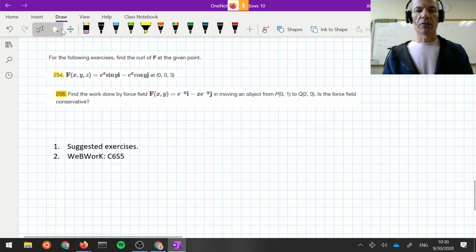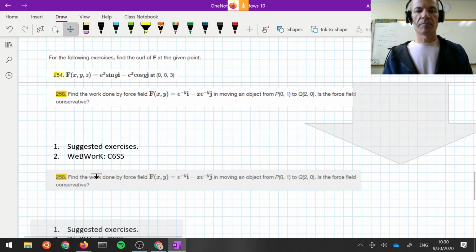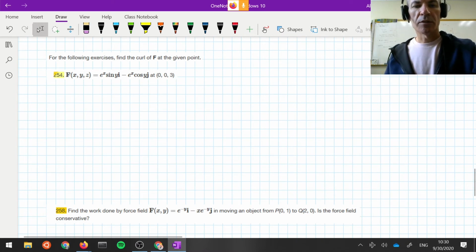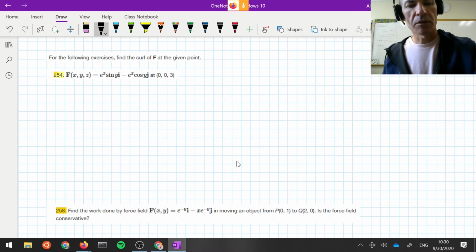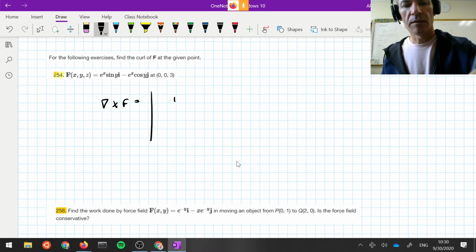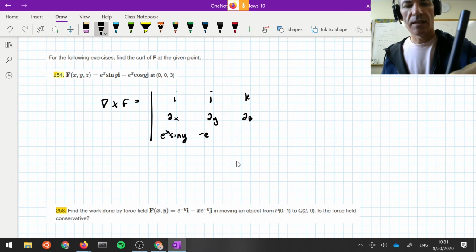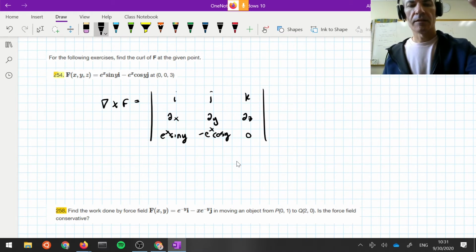Similarly, we might want to find the curl at a given point. So this is a three-dimensional vector field, but the k component is 0. Let's compute the curl. That's the del operator crossed with f. We'll set up the whole matrix and the determinant, and we'll plug in e to the x sine y and minus e to the x cosine y, and finally 0. Let's see what this looks like.